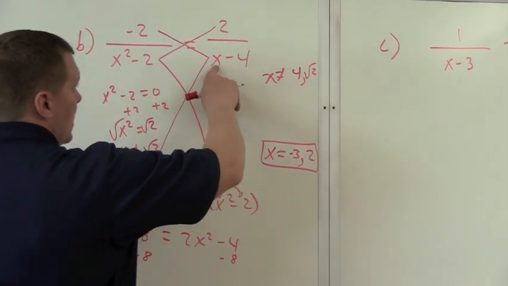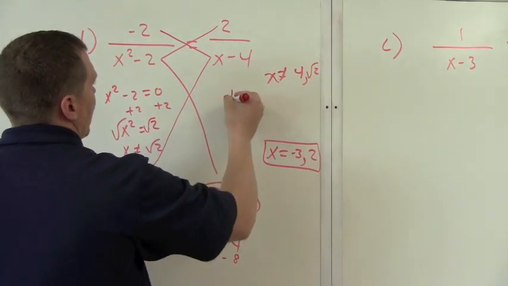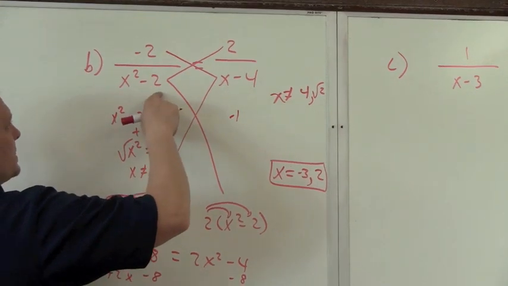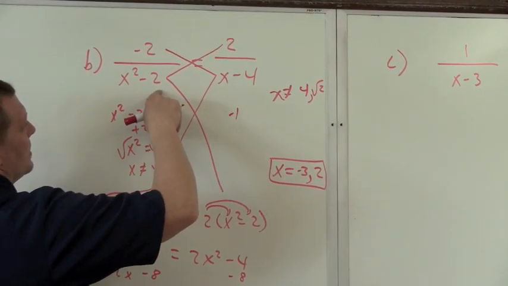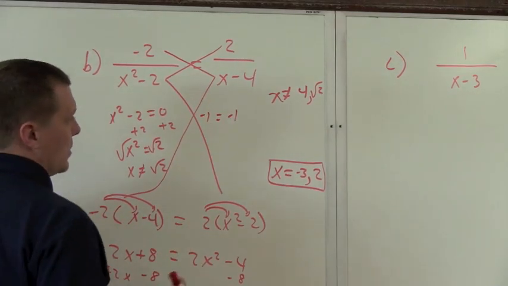We can plug a 2 in. 2 minus 4 is negative 2. 2 divided by negative 2 is negative 1. Plug the 2 in here. 2 squared is 4. 4 minus 2 is 2. Negative 2 divided by 2 equals negative 1, so it works.